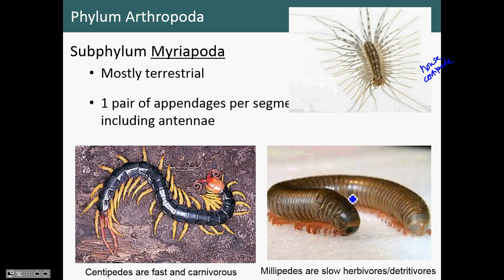Tons of species of both of these, right? From itty bitty, barely can see them, up to several feet long. Even some of the millipedes can be really quite giant. But everything's bigger in the tropics, right? So we don't have to deal with giant centipedes or giant millipedes here in North America.